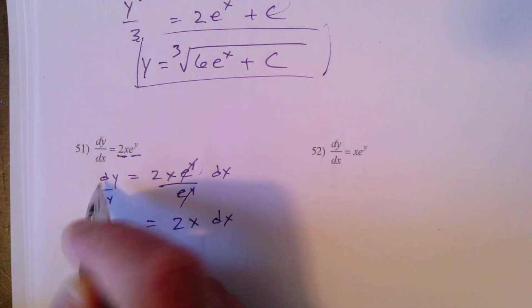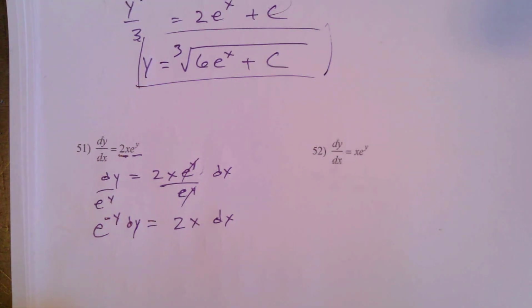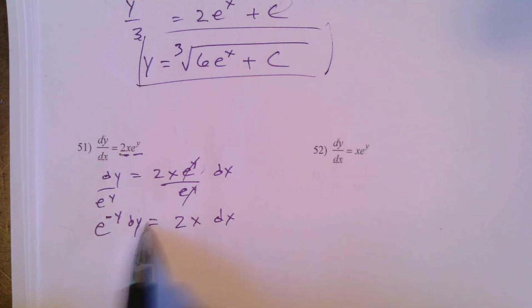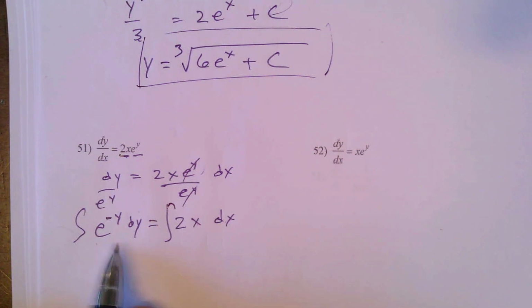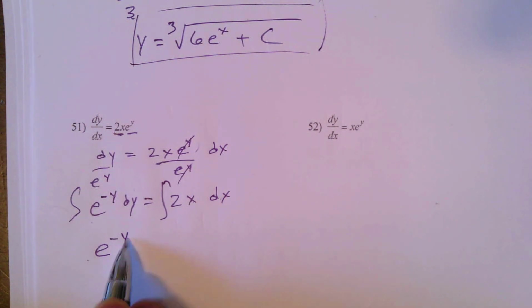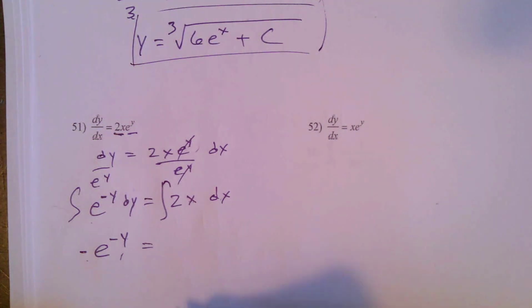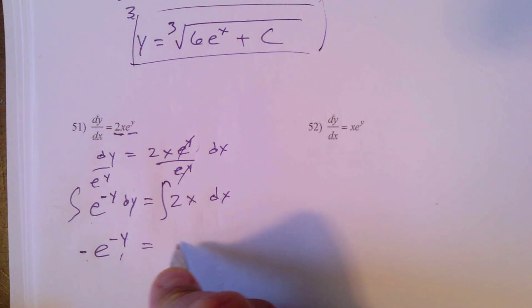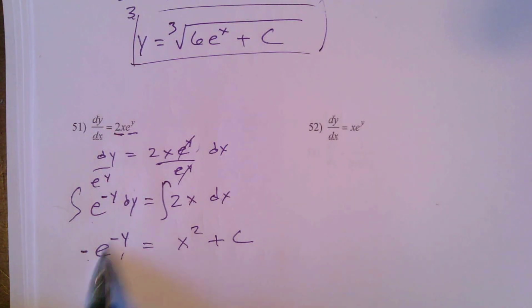Over here, since I have 1 over e to the y, I'm going to write it as e to the negative y dy. Now we've got them separated: all the y's and dy's on the left, all the x's and dx's on the right. So we can now integrate. Integrating the left with respect to y, it is e to the negative y, like e to the u, du, so it's going to be negative out in front. Plus c, but we're going to put the plus c's over here with the x's. Integrate this guy, we're going to have x squared plus c.